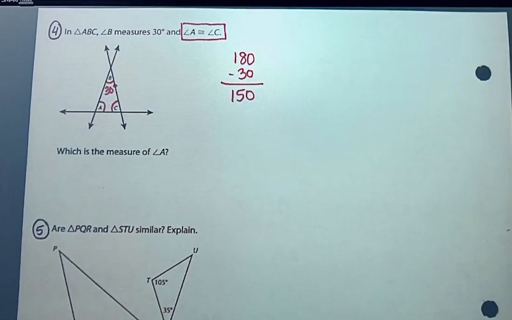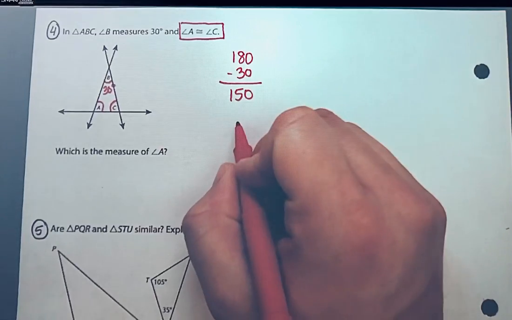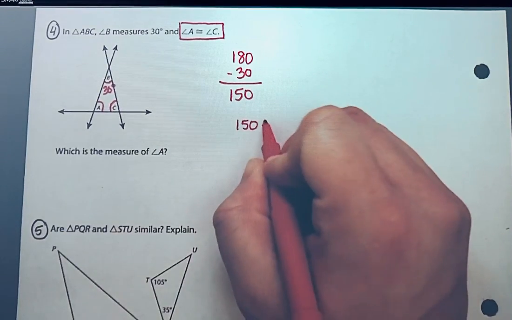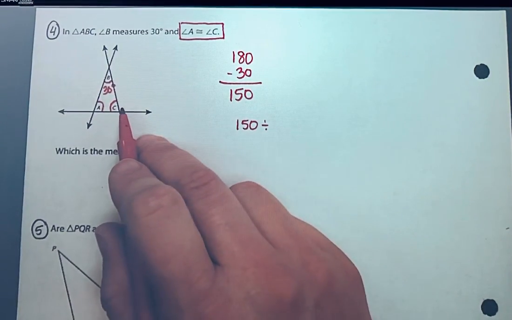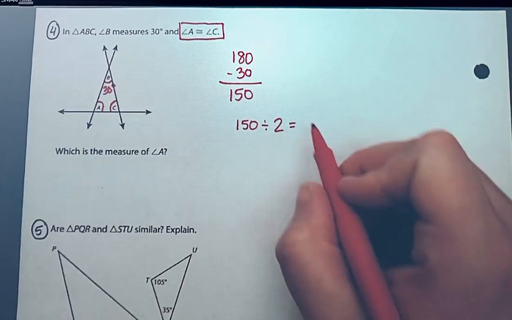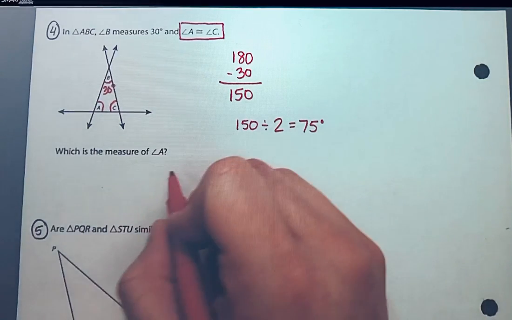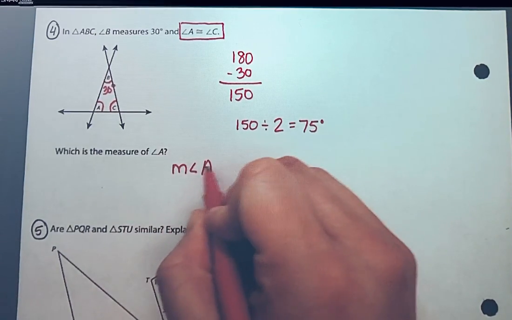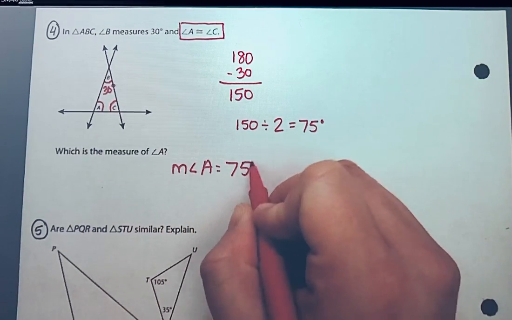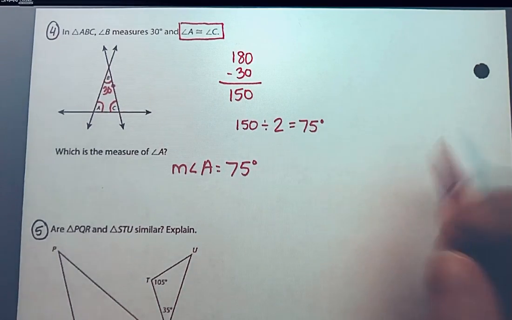How do we split something in math? We divide. So we say 150 divided by however many we're splitting it by, which in this case is 2 angles, and 150 divided by 2 gives me 75 degrees. So the measure of angle A is 75 degrees.